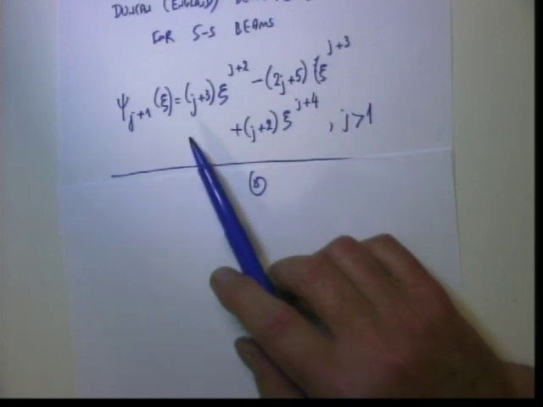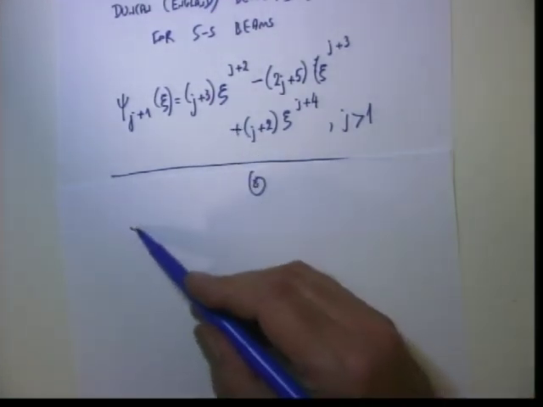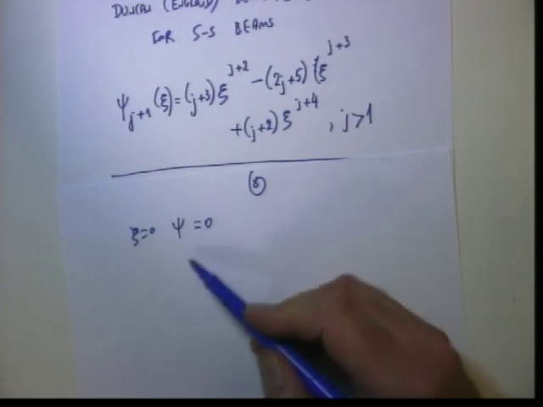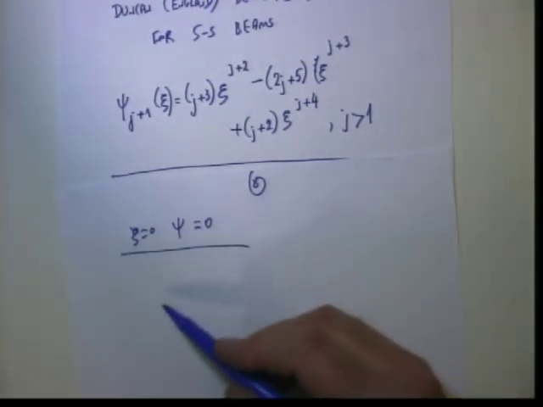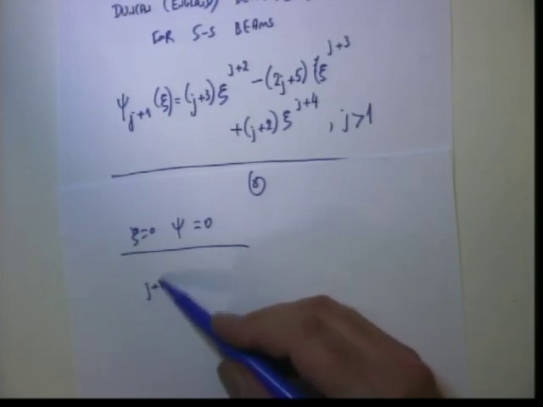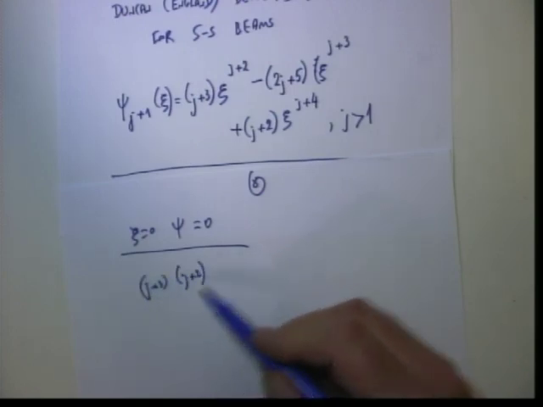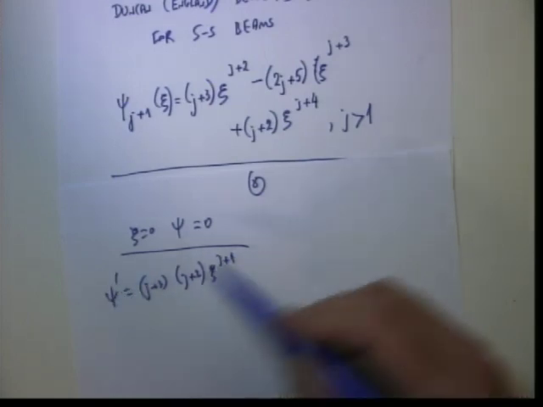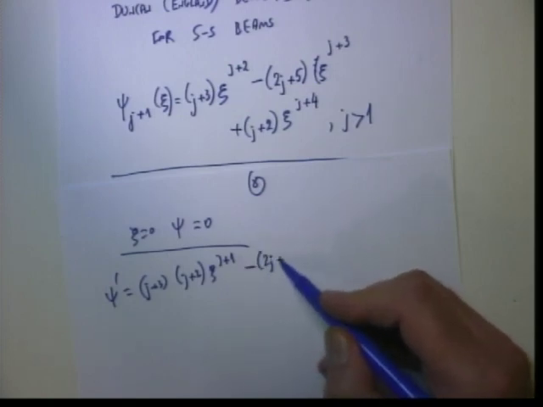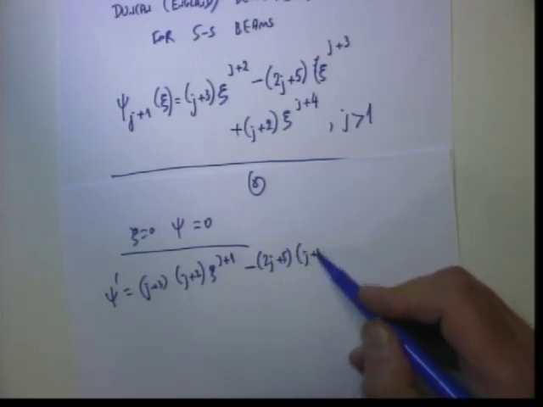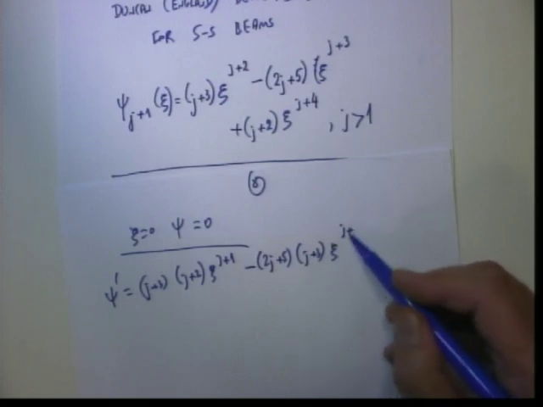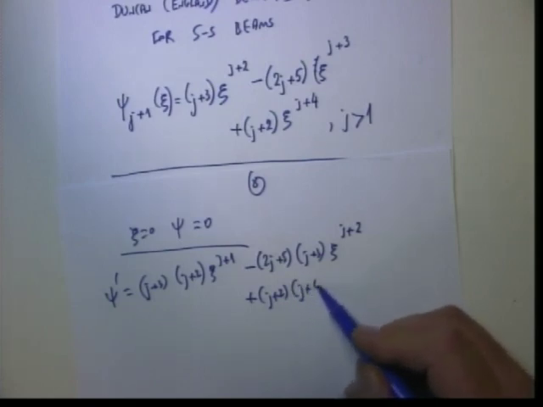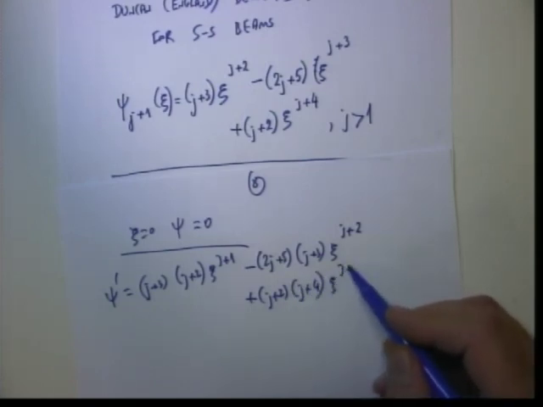Naturally, at xi equals 0, psi equals 0. Now let us take the first derivative. It will be (j plus 3)(j plus 2) psi j plus 1. So that is psi's first derivative, minus (2j plus 5)(j plus 3)(j plus 2), plus (j plus 2)(j plus 4) psi j plus 3.